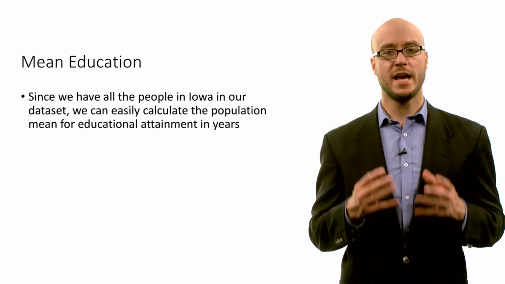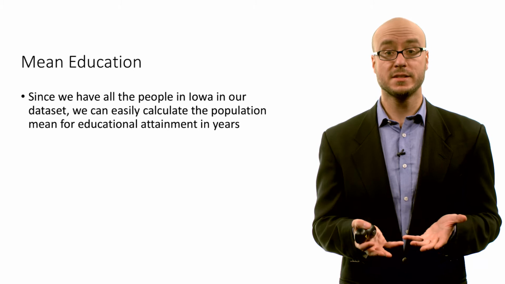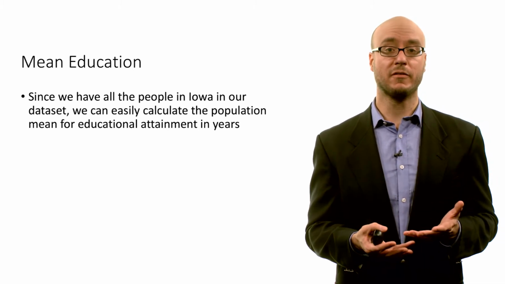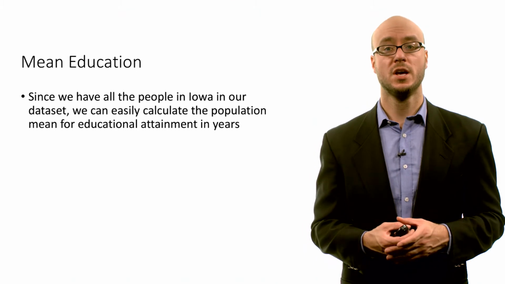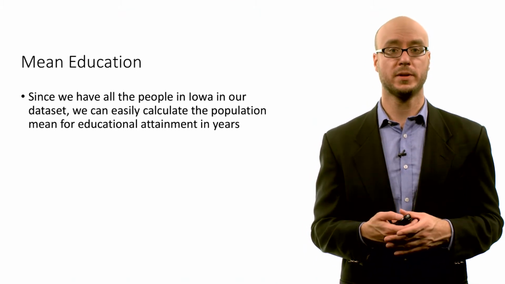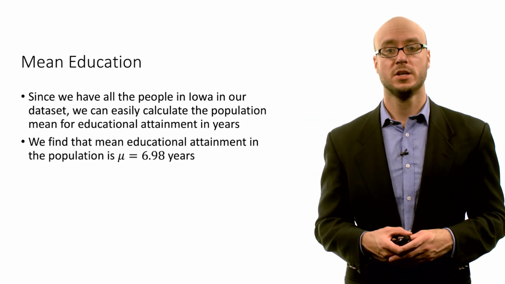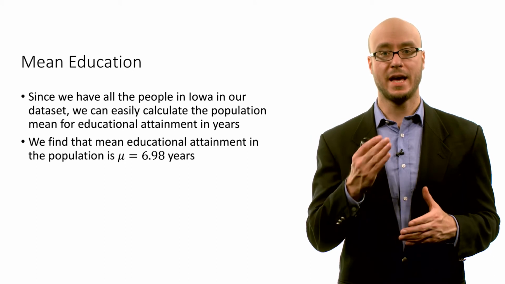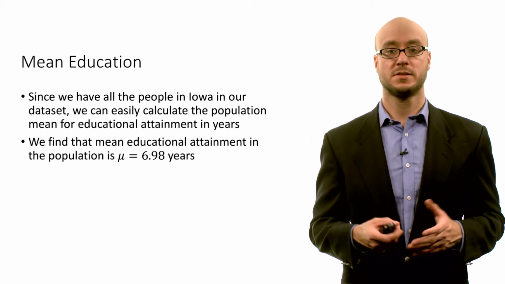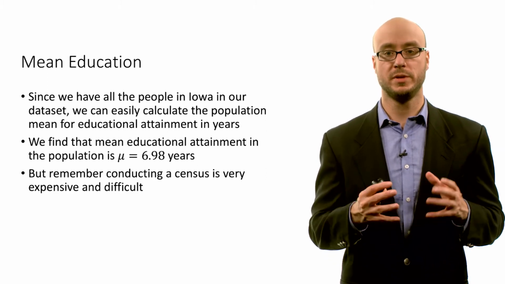So let's look at education. The great thing is, since we have this census, since the United States government actually collected information on everybody in these different regions, we actually know the level of the population mean for educational attainment in years. So in this data set, the average educational attainment among people living in Iowa is about 7 years, really 6.98 years. That's our population mean mu.